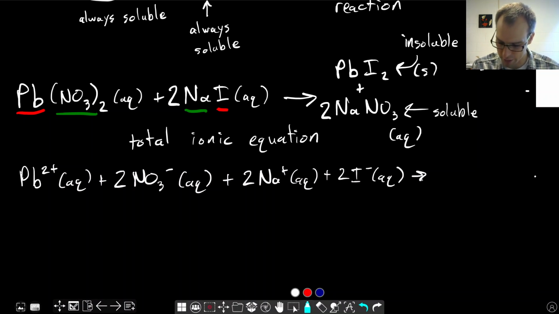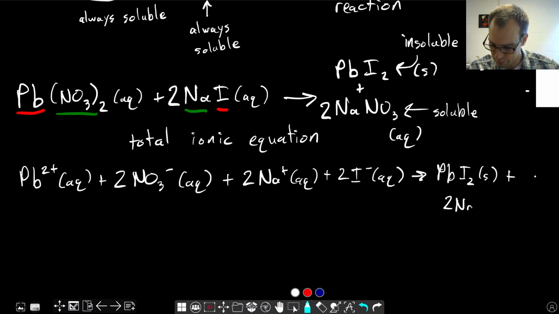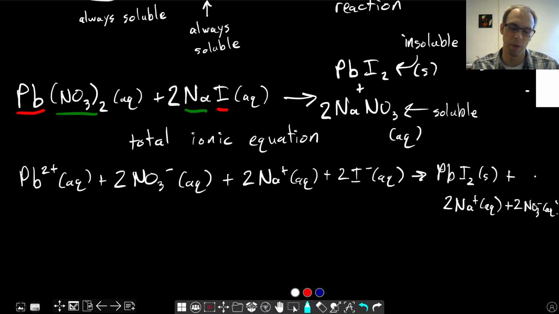And then our products are going to be our lead iodide. That'll be a solid. And then our sodium nitrate is going to be present still as ions because it's a soluble compound. Okay, so we've got our total ionic equation here. It's balanced. It was already balanced in the previous version. We just kept that balancing here.